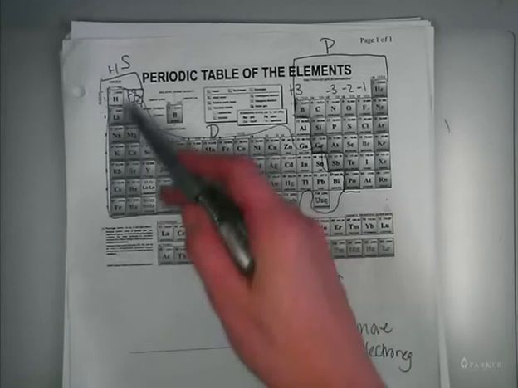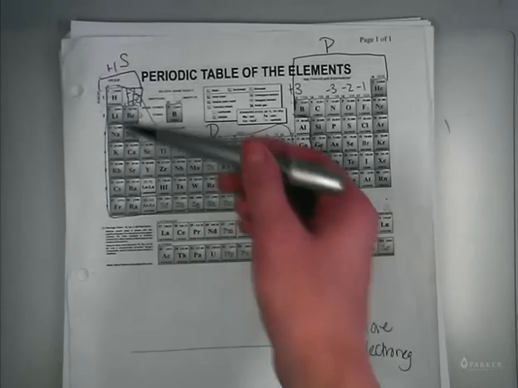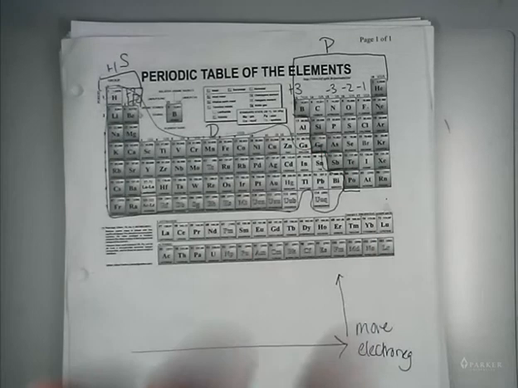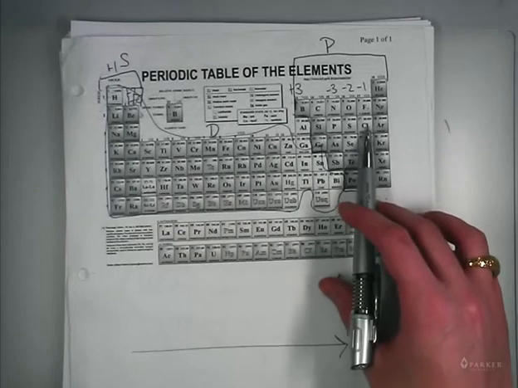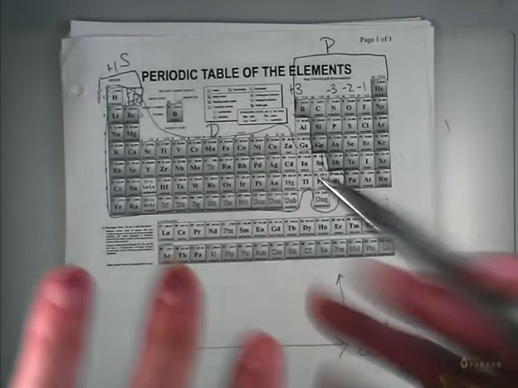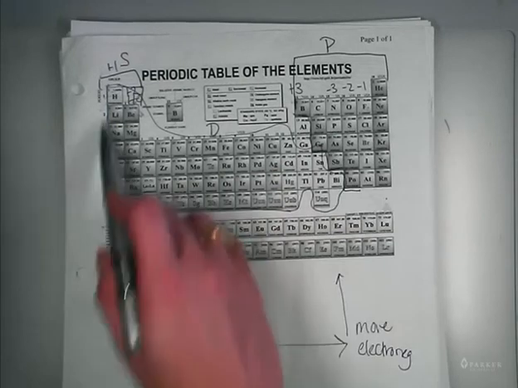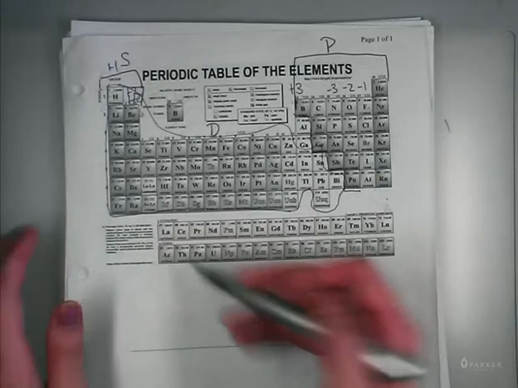So these over here, we actually call them electropositive. What charge did sodium have at the end after we, a plus one, okay? And then over here, chlorine had a negative one. So that's where electronegativity comes in. These will tend to have your negative charges, and these over here will tend to have your positive charges.